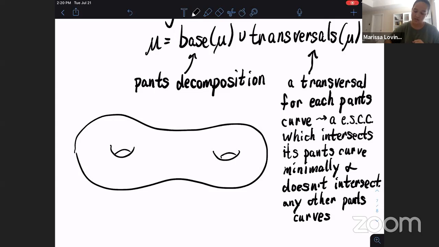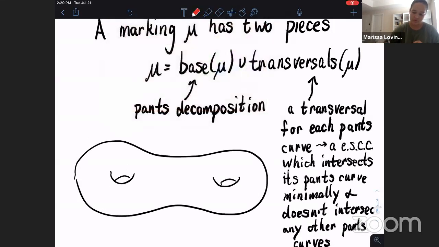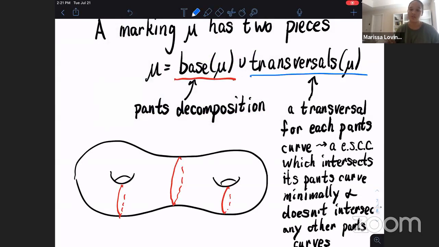Right. So let's draw a pants decomposition. I'm just going to draw in red. We have our pants decomposition. So this is my base here. And then I'll just draw in blue my set of transversals.